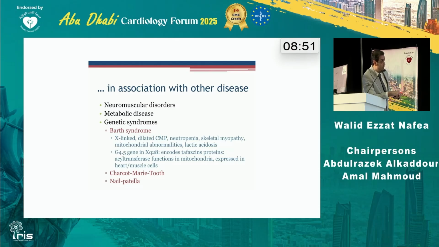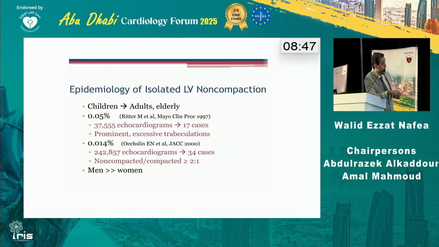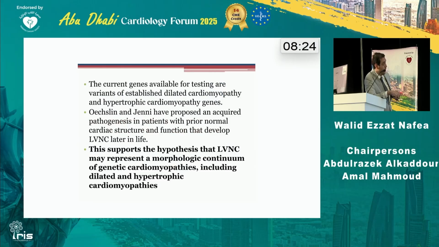And we have other associations like metabolic syndrome and genetic syndromes, and it affects children and the elderly, with more prevalence in infants. Actually, we're talking about 0.9 per 100,000 patients, and in children it goes down to 0.1 per 100,000 patients. It's a rare disease, so if we combine left and right LV non-compaction, it will be even more rare, and more women are affected by this.